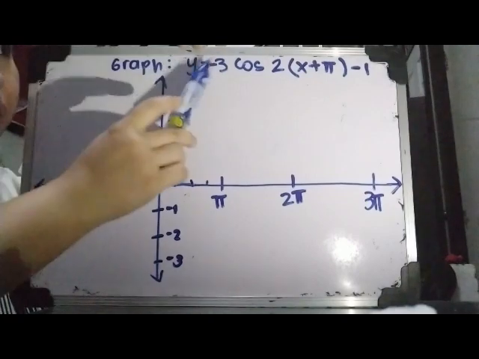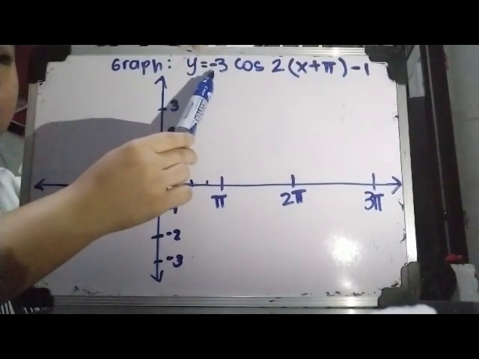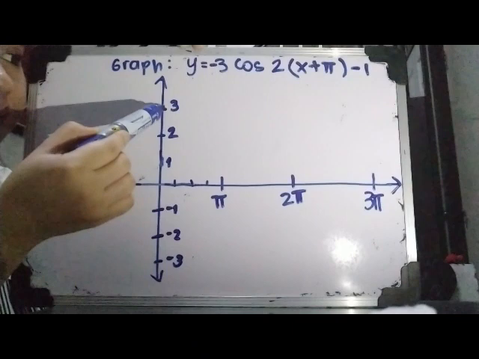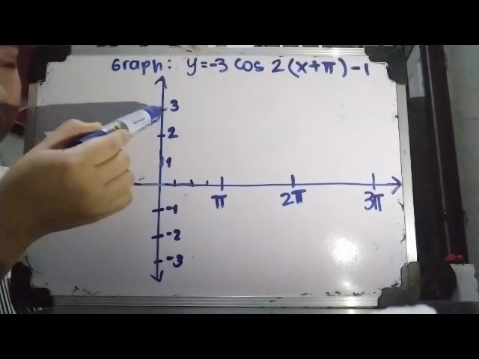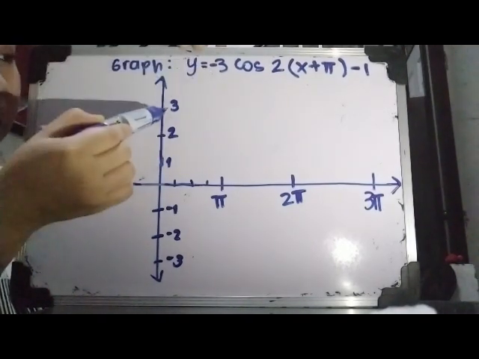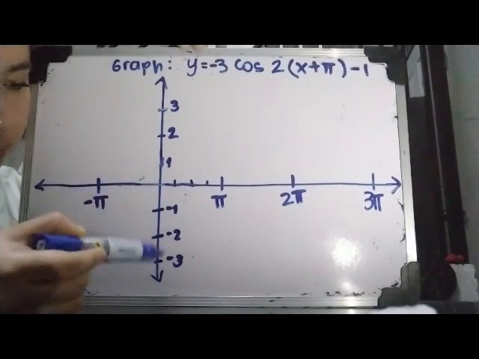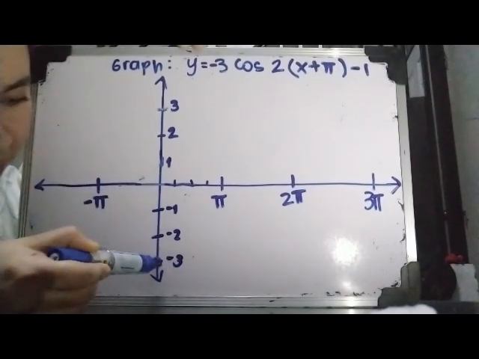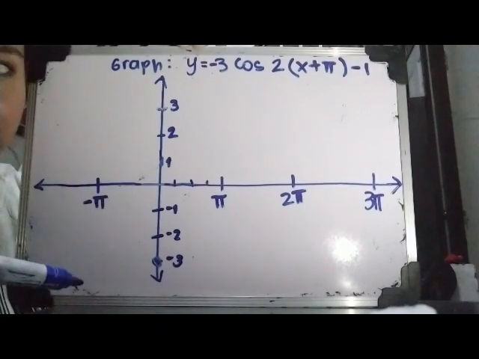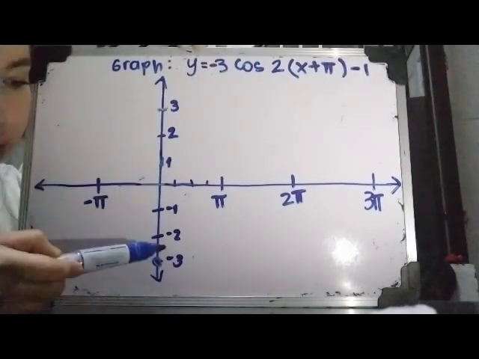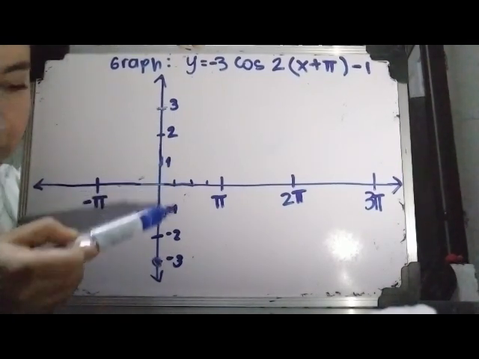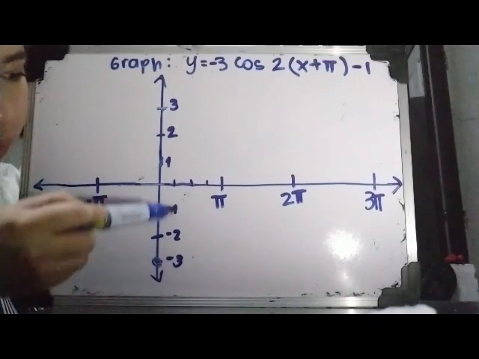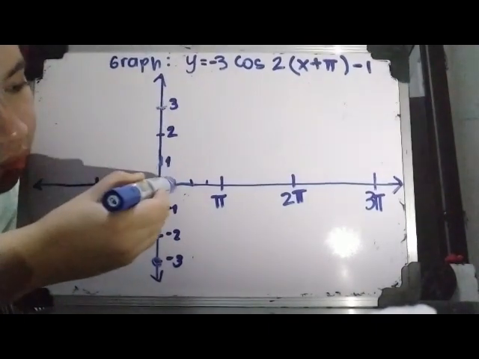But since we know that it is negative, we have to reflect it. So instead of plotting the first point here, coming from the peak, from the highest point, we're not going to do that because of the negative sign. We will reflect the graph. So we're going to start plotting a point here at -3. Next, let's go to the next partition, which is this one. From this point, we go to the next partition and we plot a point there.